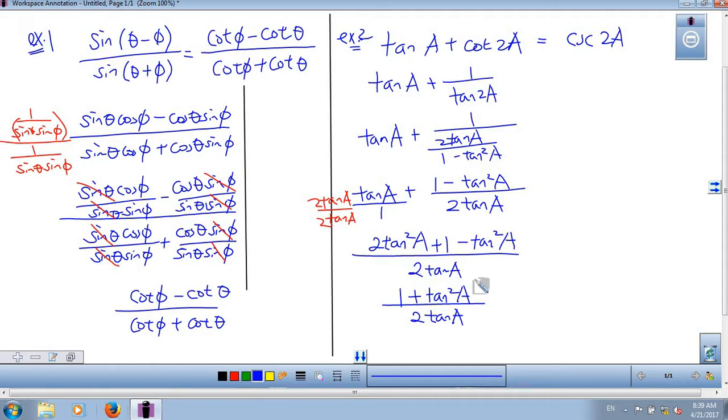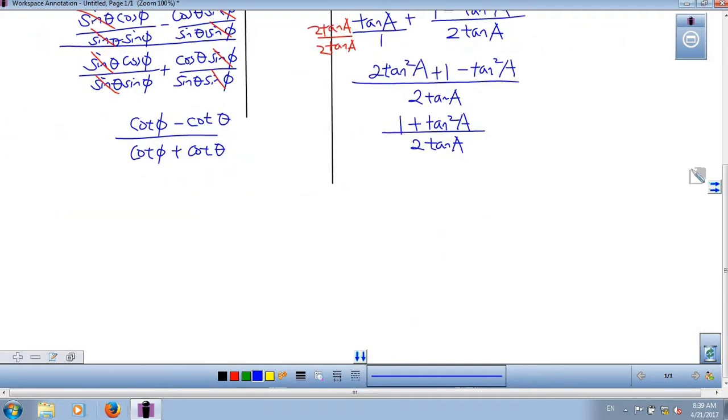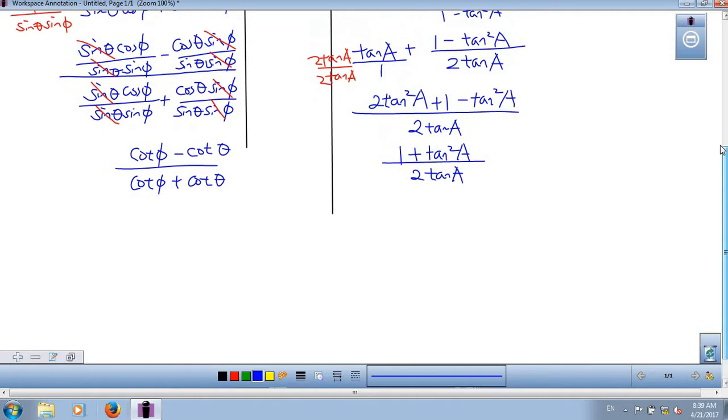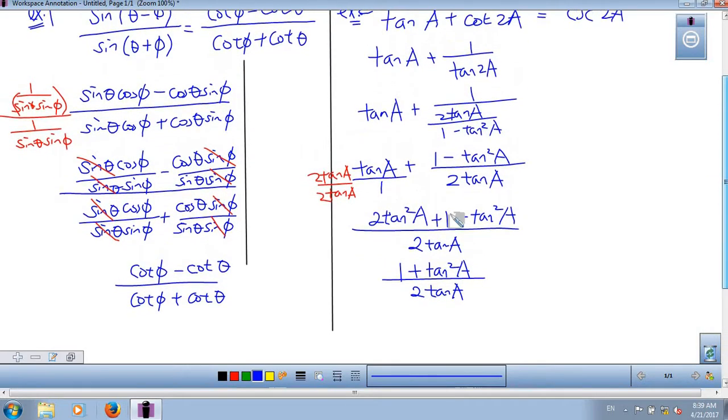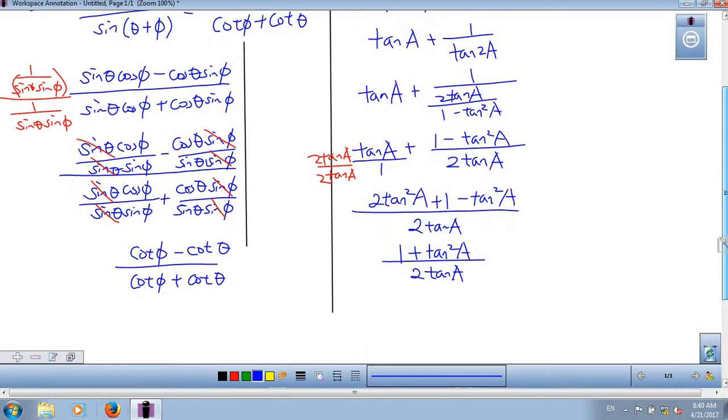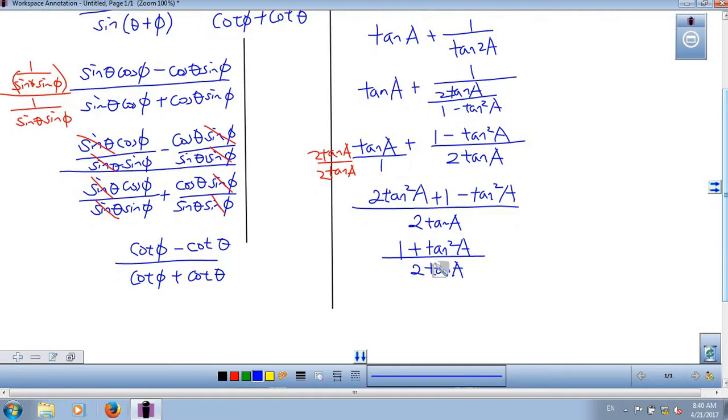So we're making a little progress here. Let me go ahead and extend it down a little bit. Alright, so let's see what we can do here. Now, 1 plus tangent square A. Oh, I recognize that. That's secant square A. That's right, that's secant square A divided by 2 tangent A.